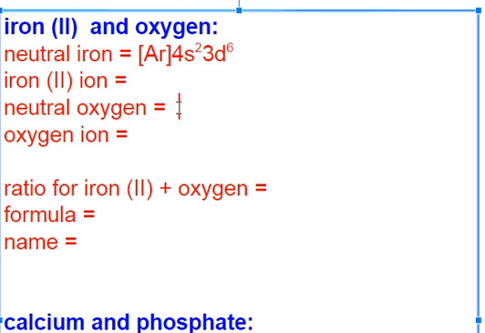Whereas if we look at neutral oxygen atoms, oxygen's in the second row, so its configuration is going to be helium, and it's going to be 2s2 and 2p4.